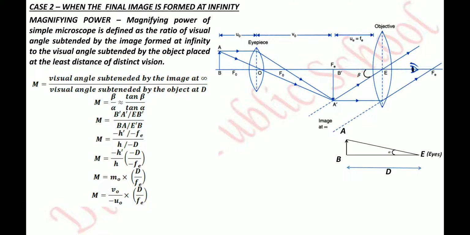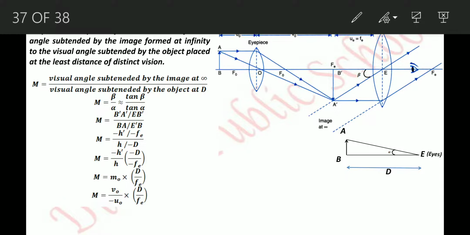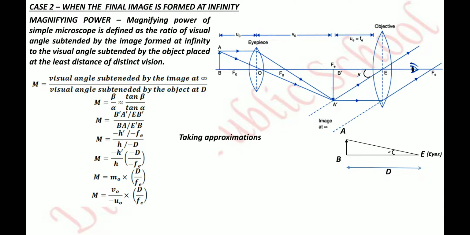But if we take approximation, as I have told you in the previous case, we are going to have, taking approximations, capital M is equal to L upon minus fo multiplied by D upon fe. So this is the final formula for the magnifying power of compound microscope when the final image is at infinity.